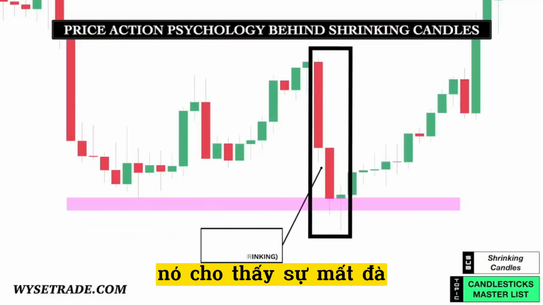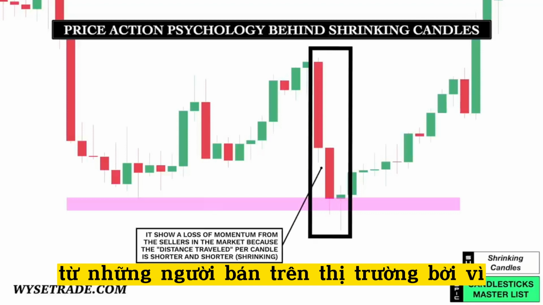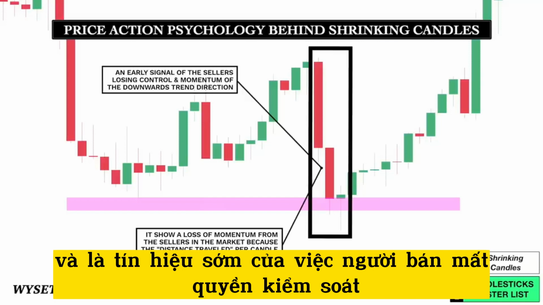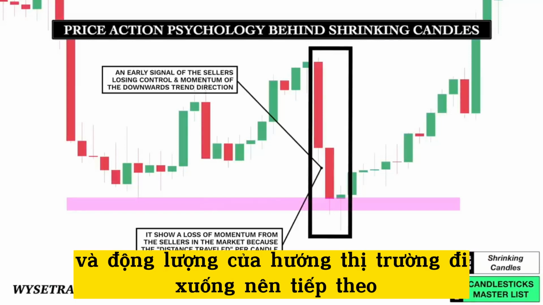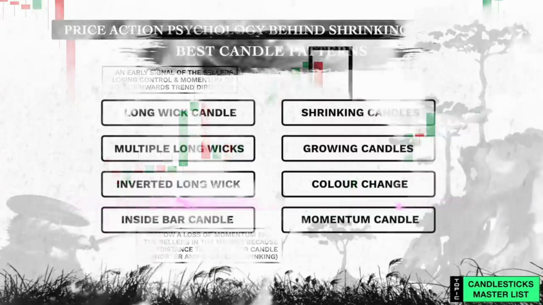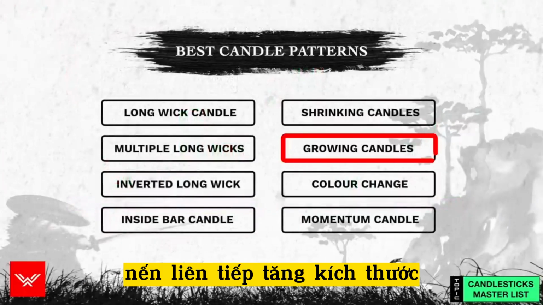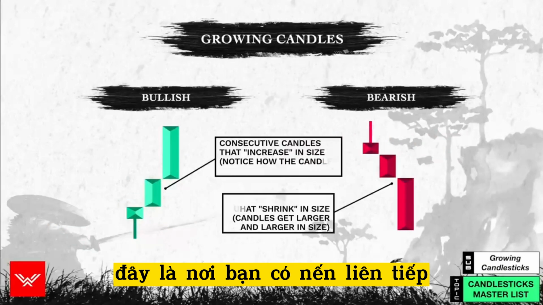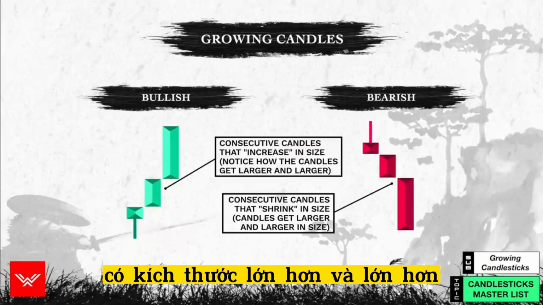It shows a loss of momentum from the sellers in the market because the distance traveled per candle is shorter and shorter and is an early signal of the sellers losing control and momentum of the downwards market direction. So next, consecutive candles increasing in size. This is where you have consecutive candles that get larger and larger in size.